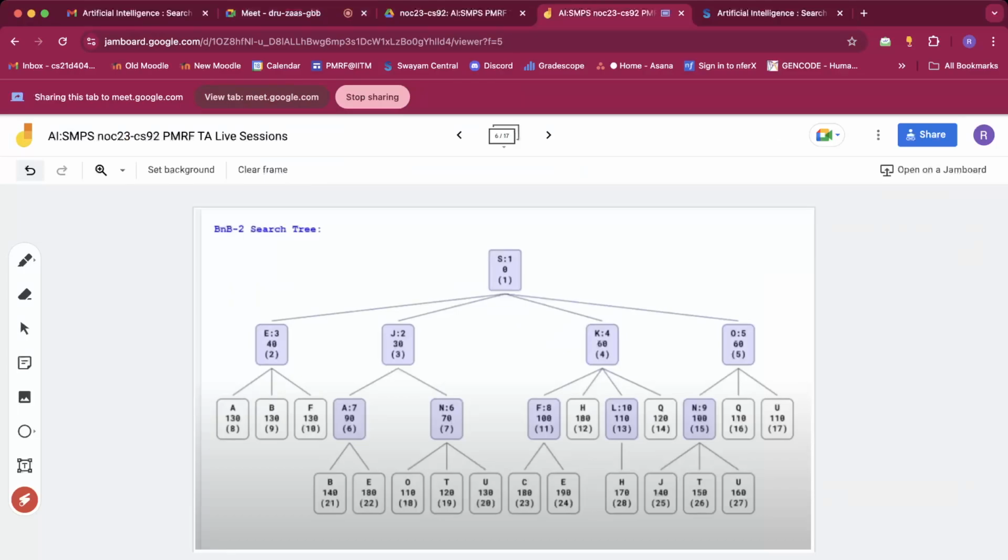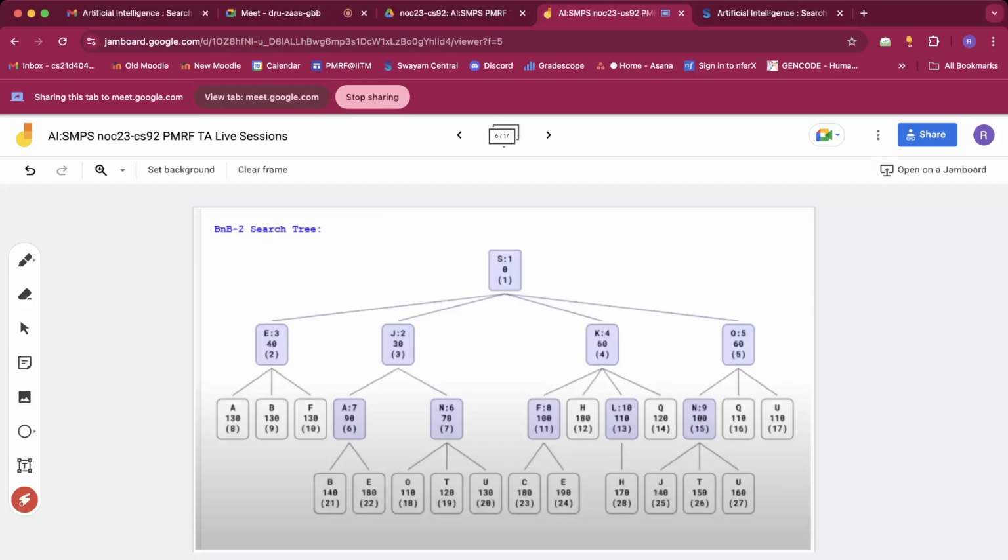So there are a couple of questions in the chat box. Why is F the 8th node and why not N? Okay, let's have a look. Before we explore F, we would have explored the 7th, which would be A, right? So the options that we would be looking at are A, B, and F, B and E, then O, T, U, C, and E.